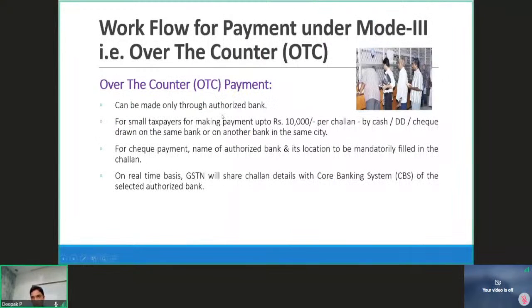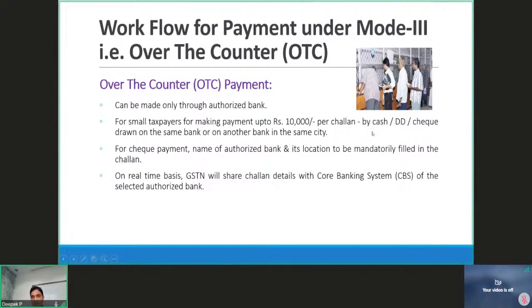Last option mode of payment is over the counter. It can be made only through authorized banks. You will have to go to the authorized bank, similar to NEFT RTGS, generate the challan, but the NEFT mandate details will not appear. It will just appear as over the counter payment.